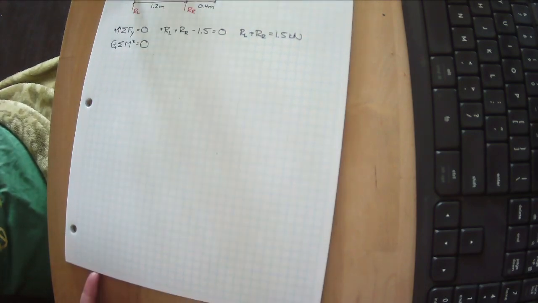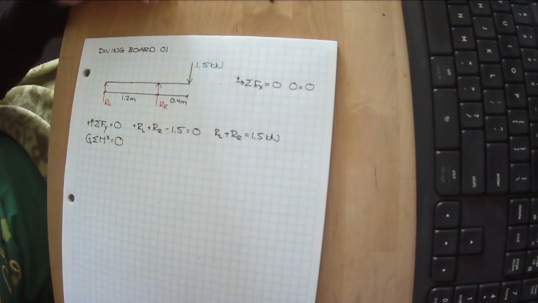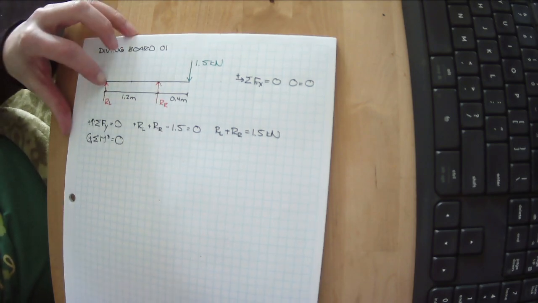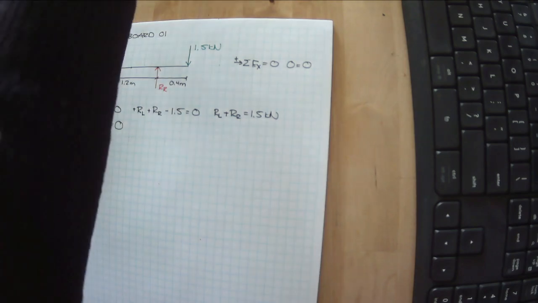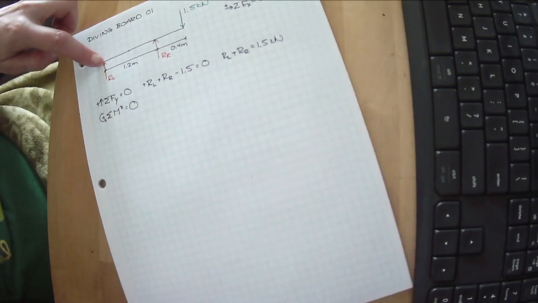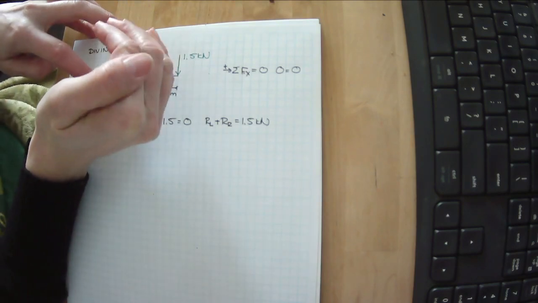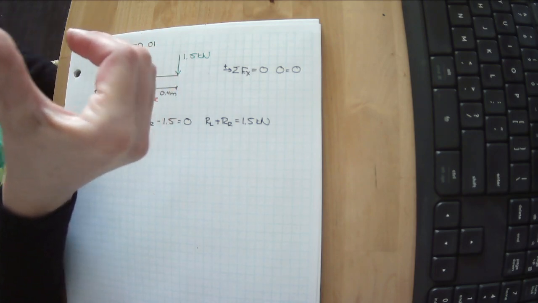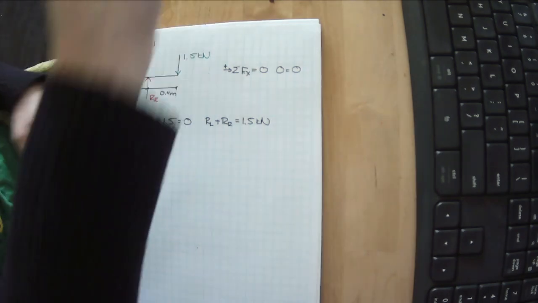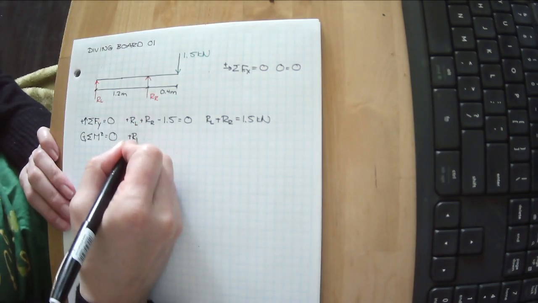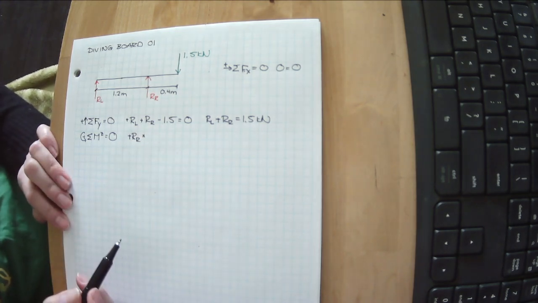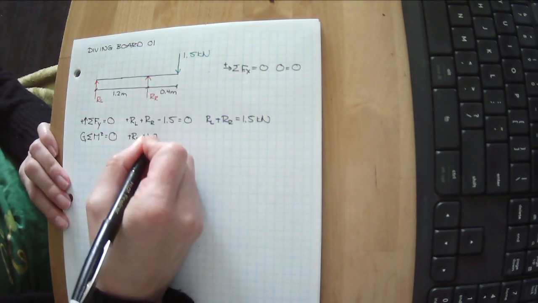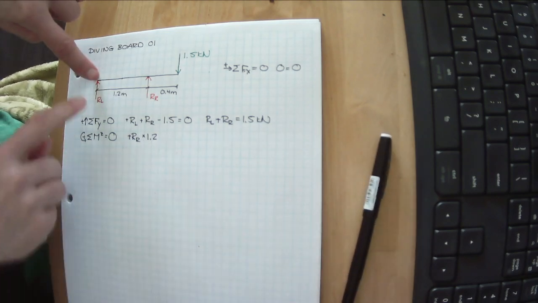RL tries to push directly through the thumbtack. To be a moment, you need a force and an eccentricity. That doesn't have an eccentricity from that point, therefore it's not causing it to spin. RR is causing this to spin in this direction. I can curve the fingers of my right hand in the direction it's trying to spin, point my thumb up, and that tells me it is spinning in the positive direction. So plus RR times, remember, to be a moment it needs a force times an eccentricity. Our eccentricity is 1.2 meters.